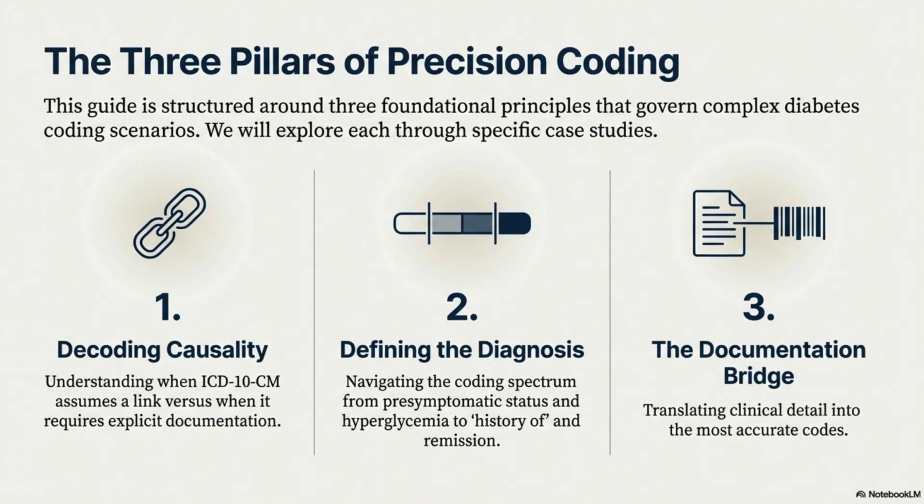today. First, recognizing causal links. When ICD-10-CM assumes a connection between conditions and when the provider's documentation must clearly establish it. Second, defining the diagnosis. Understanding diabetes status: pre-symptomatic, hyperglycemia, history of, or remission. Each leads to a different coding pathway. Third, the documentation bridge. Translating clinical language into precise ICD-10-CM codes. Accurate documentation is key to compliant coding. These pillars guide everything we do in coding, so let's walk through each one using real-world examples.